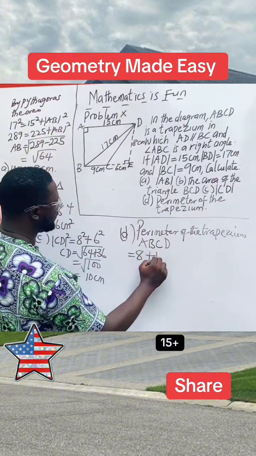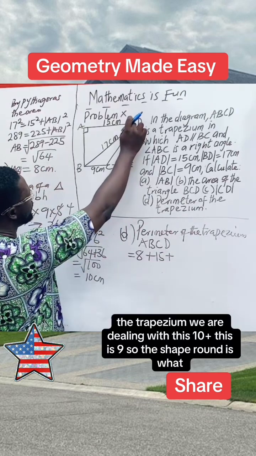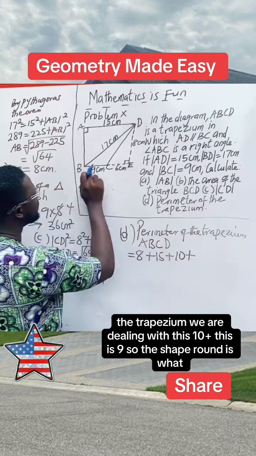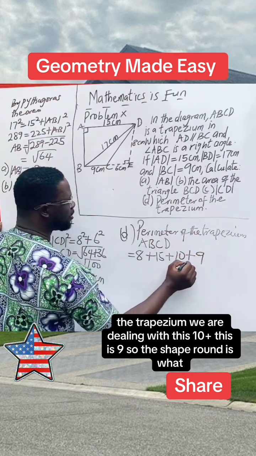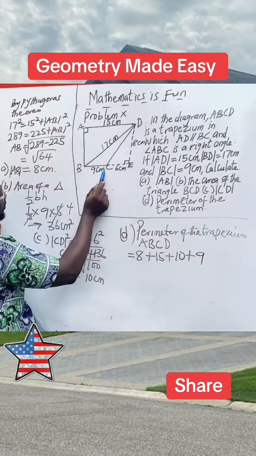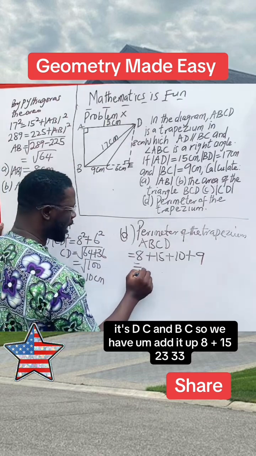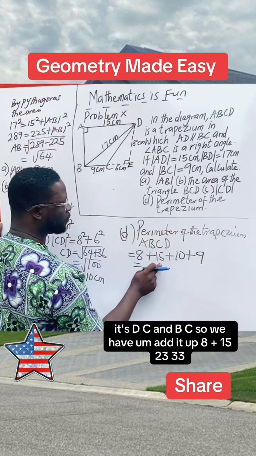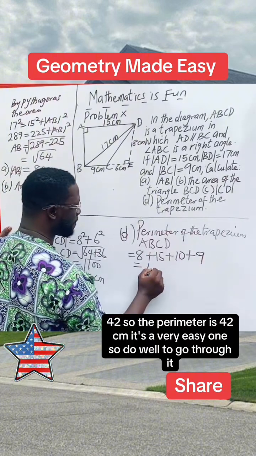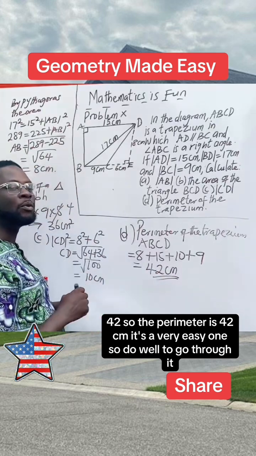15 plus, the trapezium we are dealing with, 10 plus this is 9. So the shape's perimeter is AB, 15, this one DC and BC. So we add it up. 8 plus 15, 23, 33, 42. So the perimeter is 42 cm. It's a very easy one.